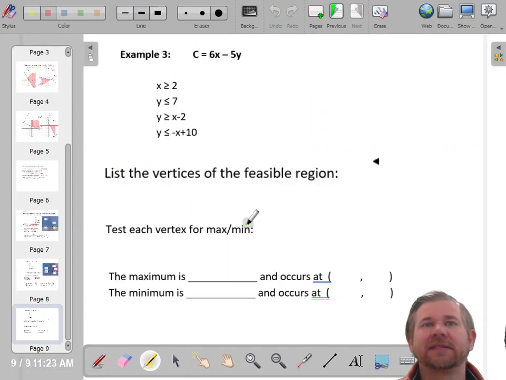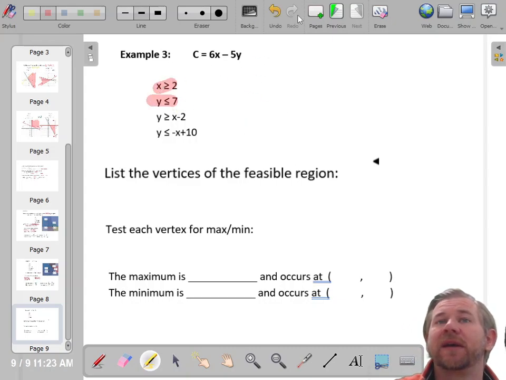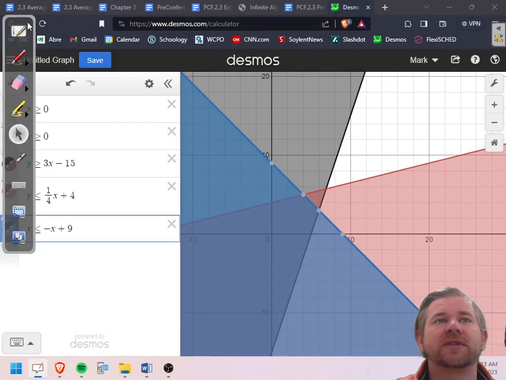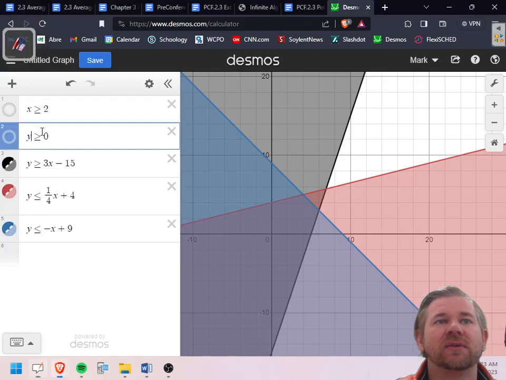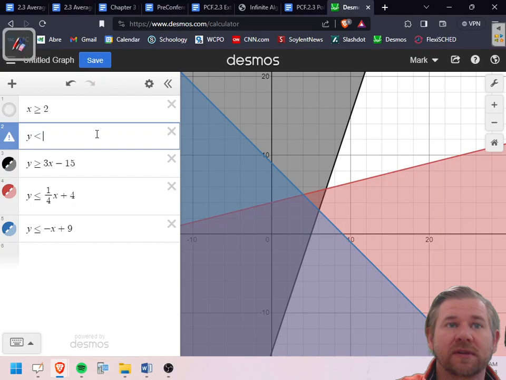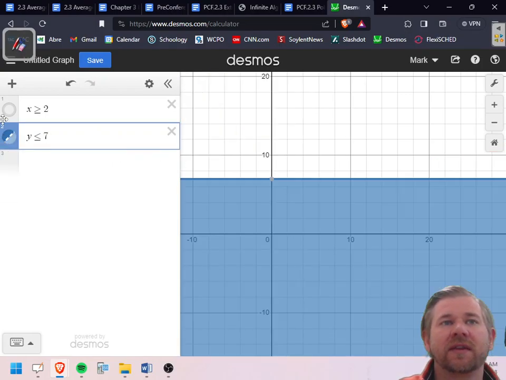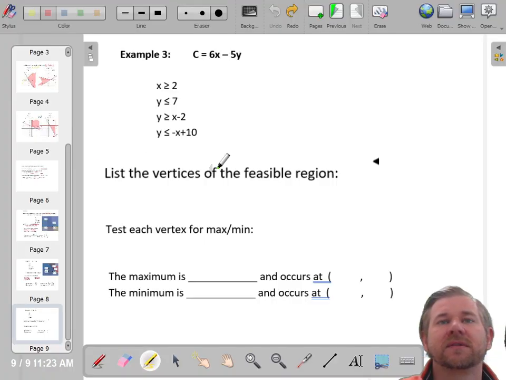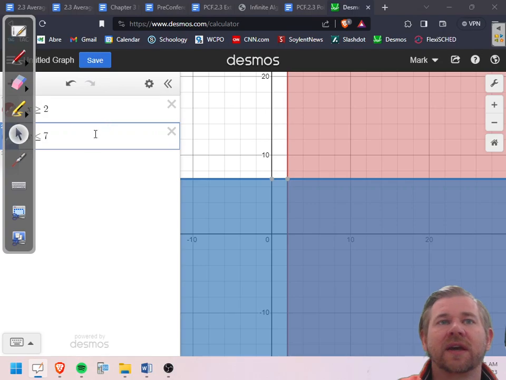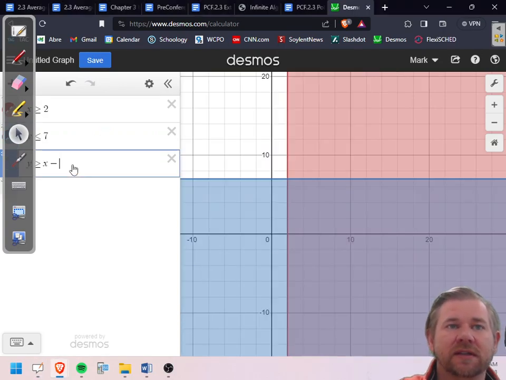Let's graph them in Desmos, but here it's not zeros. We've got to pay a little more attention. X is greater than or equal to 2. Okay. y is less than or equal to 7. Okay, we're talking about smaller numbers now. I'll get rid of these. So greater than 2, less than 7. So right here now. And what else? Y is greater than or equal to x minus 2.